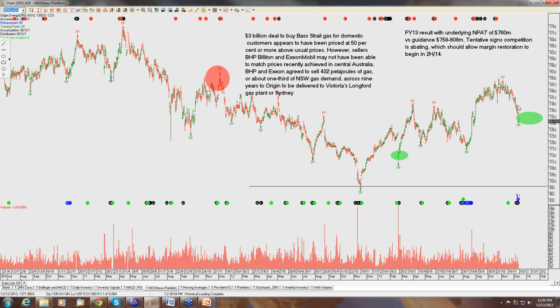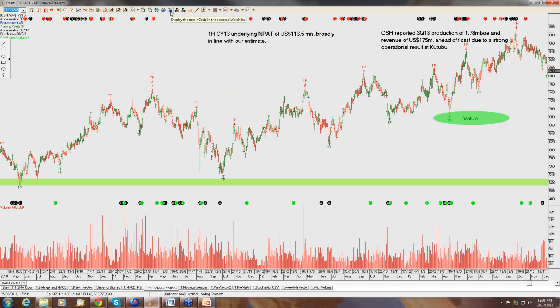So we own Origin from lower levels. We've sold the covered calls. As far as new money coming back into Origin, maybe somewhere down here at around $13, I think it starts to find support from a yield standpoint. Not doing anything there in Orica.